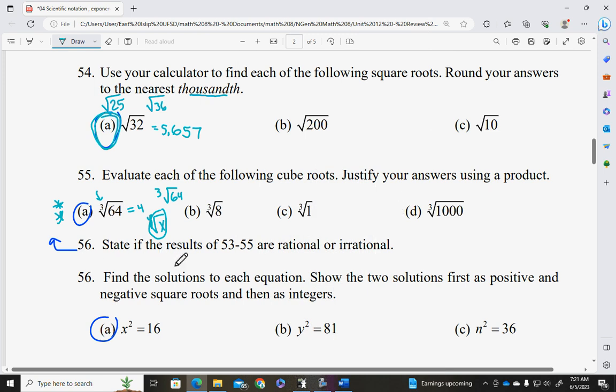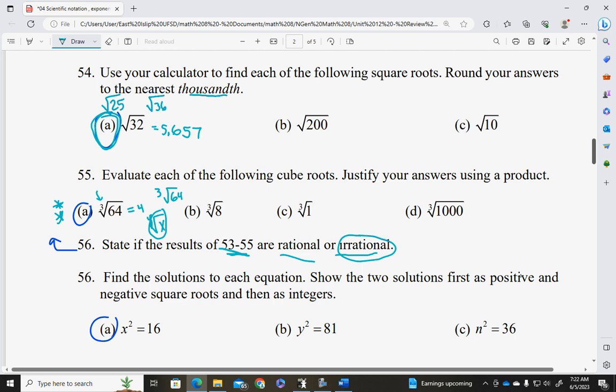Number 56, they're asking to go back and tell me for numbers 53 to 55 if it's rational or irrational. Remember, a rational number is a number that can be written as a fraction. If it can be written as a fraction, its decimal form would be terminating or repeating. But irrational numbers fill up your screen with digits. We say that they're non-repeating, non-terminating decimals.